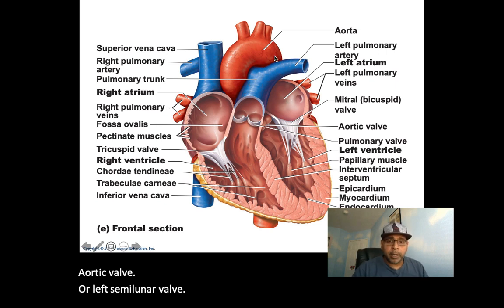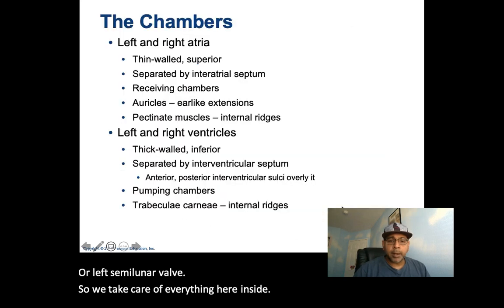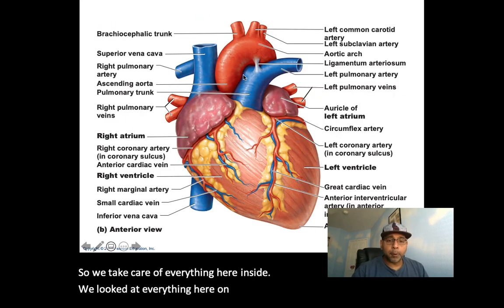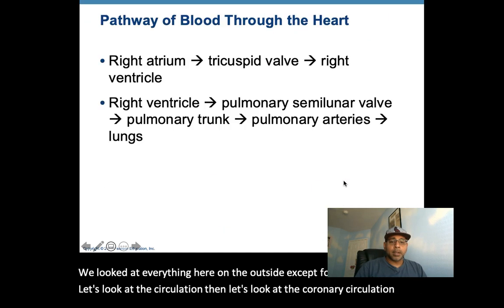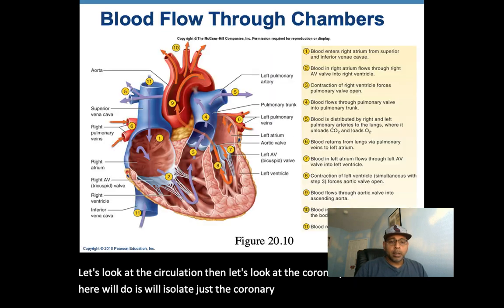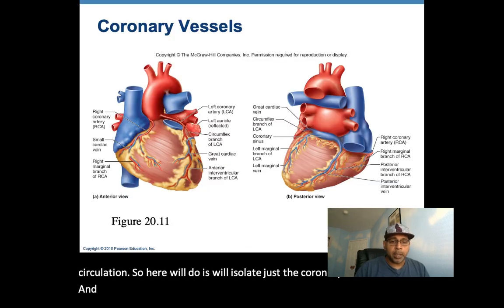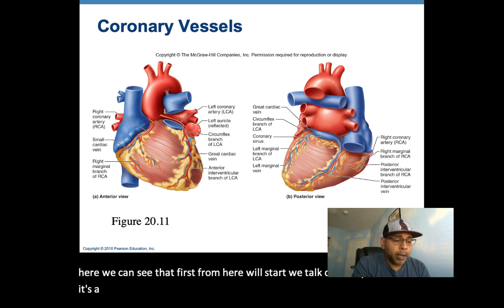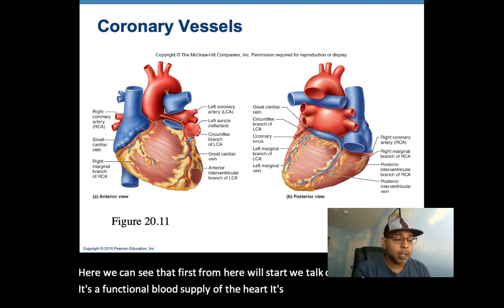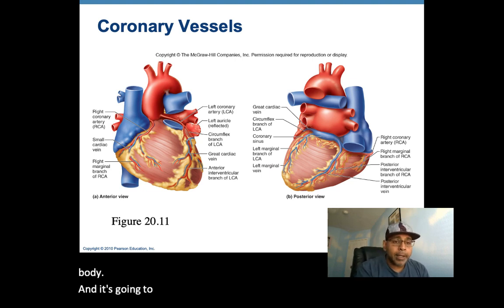So we've taken care of everything here inside. We looked at everything here on the outside, except for these blood vessels. Let's look at the circulation then. Let's look at the coronary circulation. So here what we'll do is isolate just the coronary circulation. We talk coronary circulation, it's the functional blood supply of the heart. It's the shortest circulation in the body. And it's provided by the right and left coronary arteries.